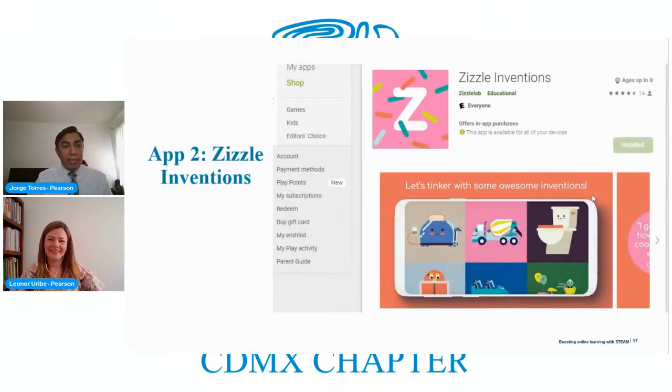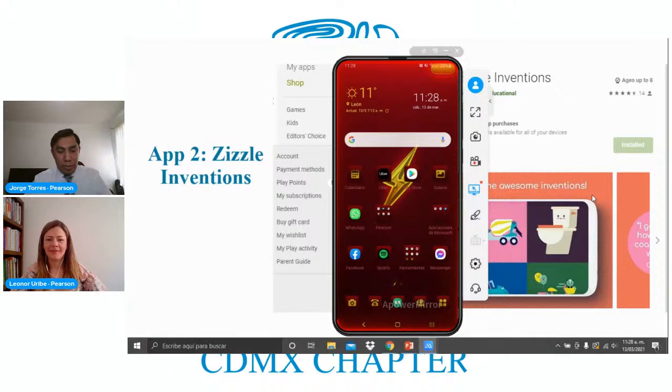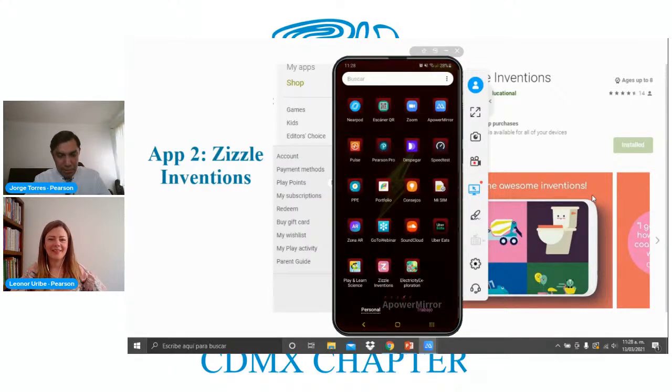The second app is called Zizzle Inventions, okay? This is how it would look in your app store. Again, these ones are available for Android or iOS. Okay, so I'm going to go back to my screen mirroring app, and where is it? Oh, right there. So I'm going to click in the application.